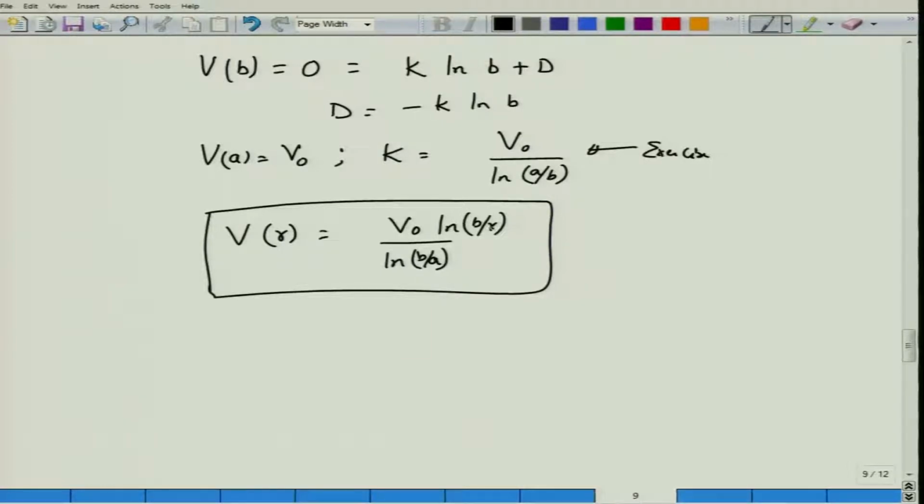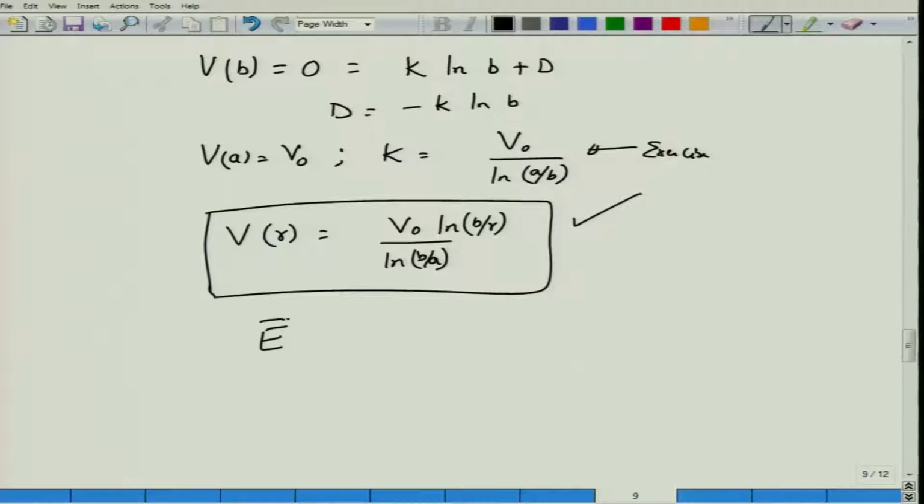And what happens when R is equal to B? The potential drops down to 0 because this would be log of 1, so it is gone. What happens when R equal to A? This would be log of B by A in the numerator divided by log, which is a natural log I am talking about, log of B by A, so that will actually be equal to V0. So, this is the unique solution for V.